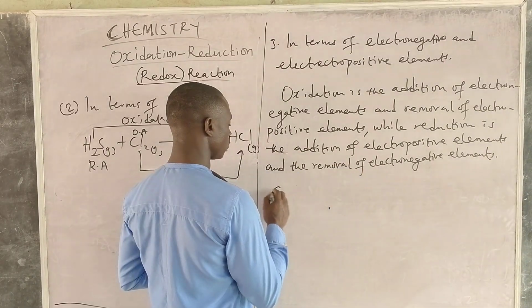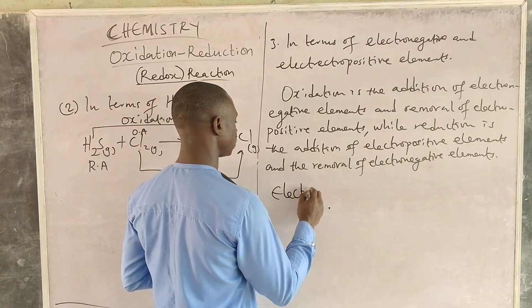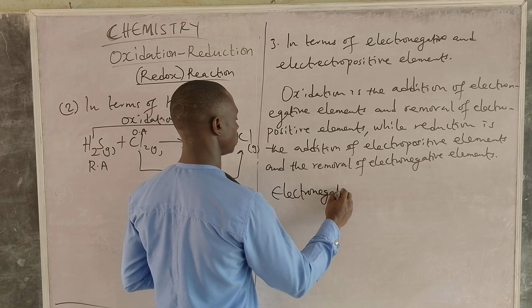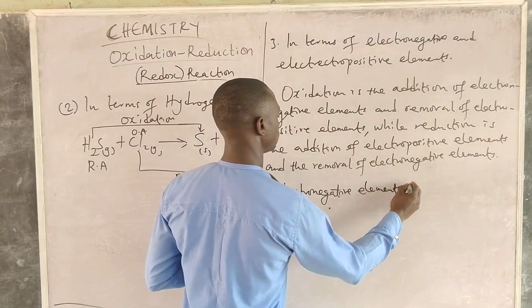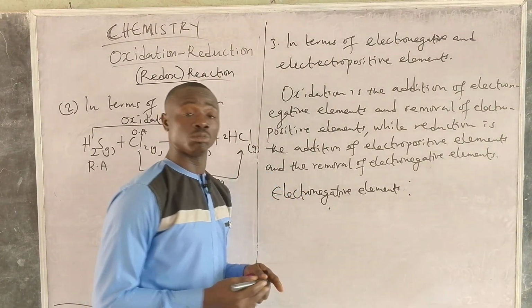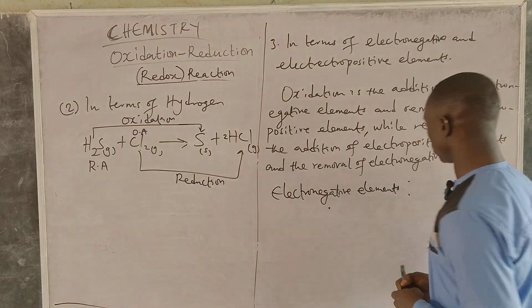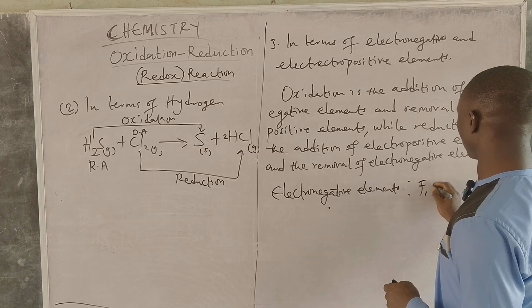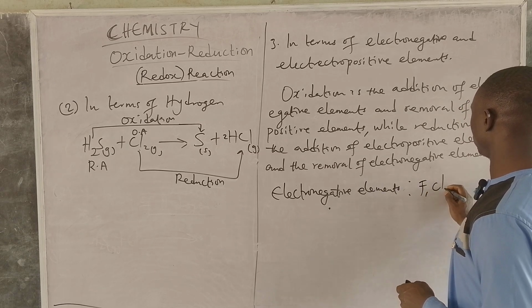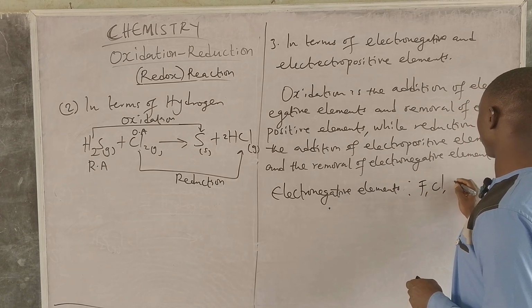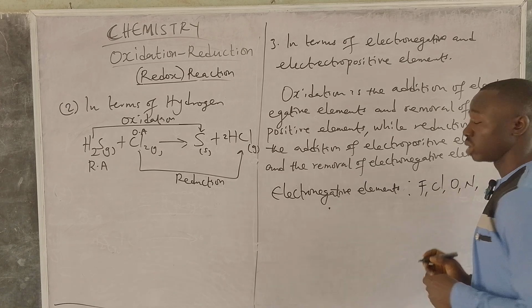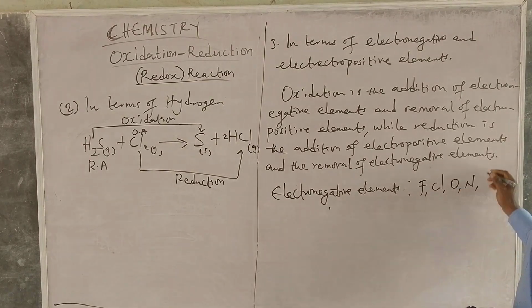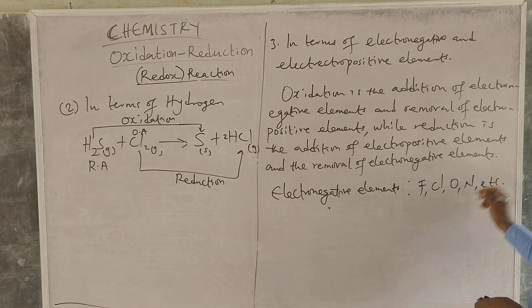So examples of electronegative elements, most of them are non-metals. We have fluorine, we have chlorine, okay? We have oxygen, we have nitrogen, and so on and so forth.